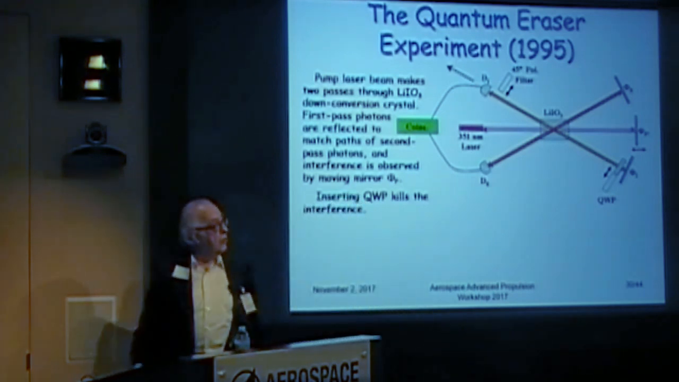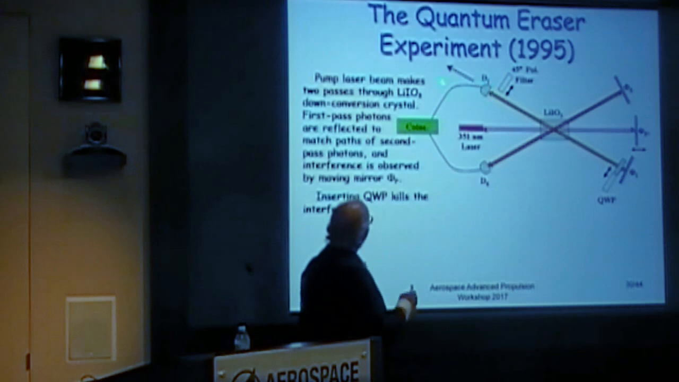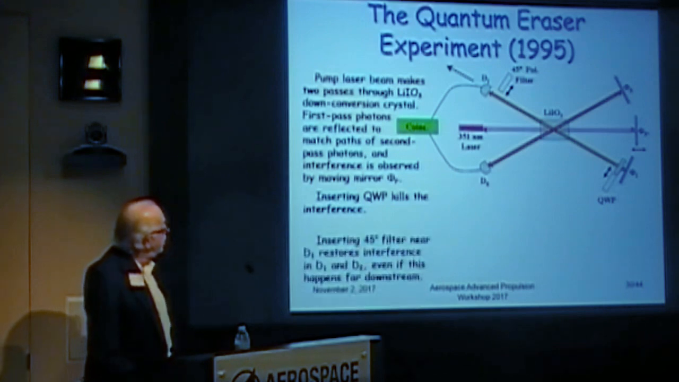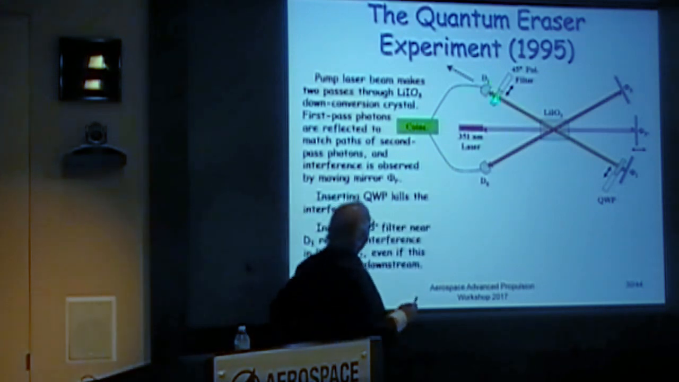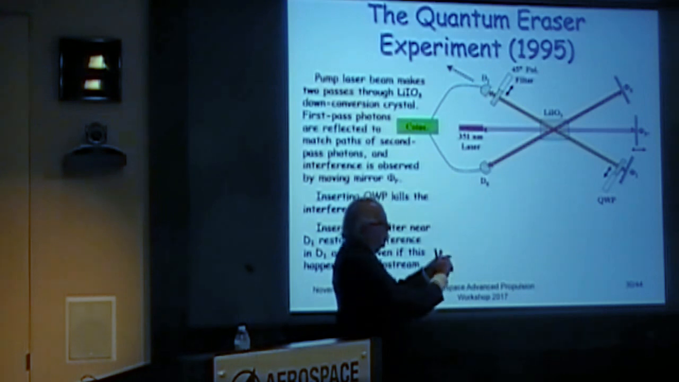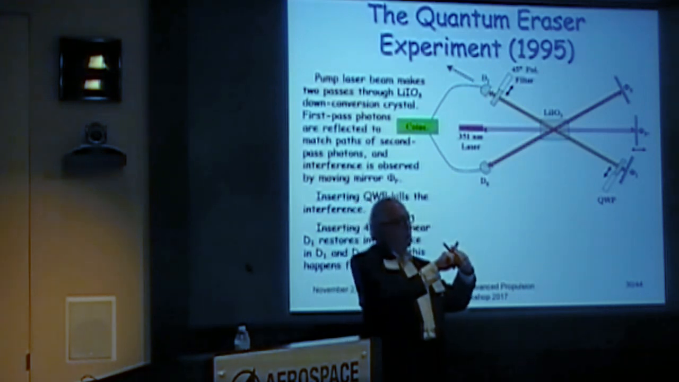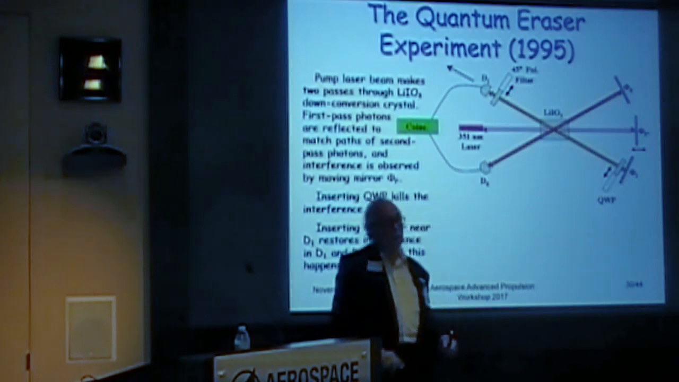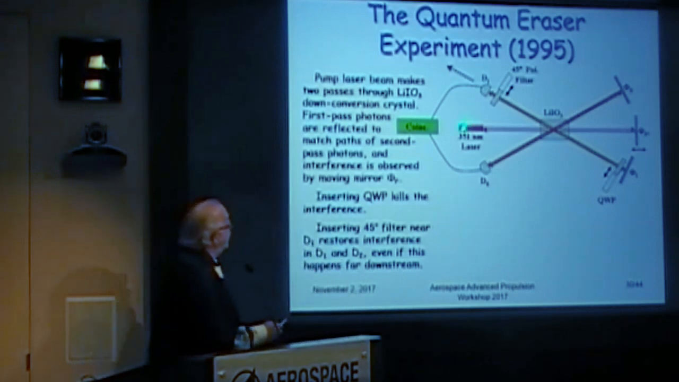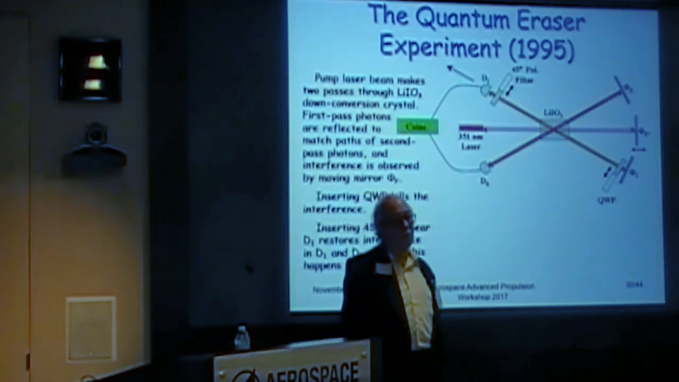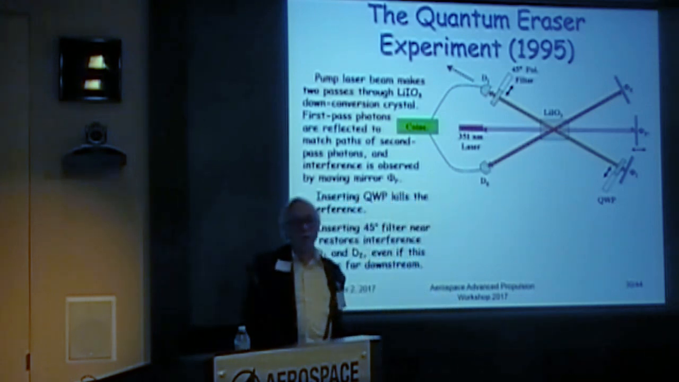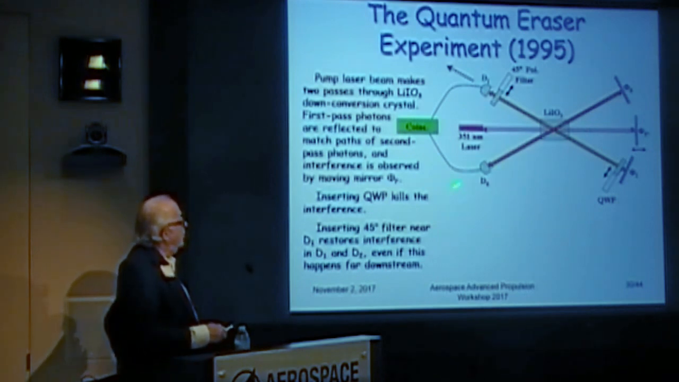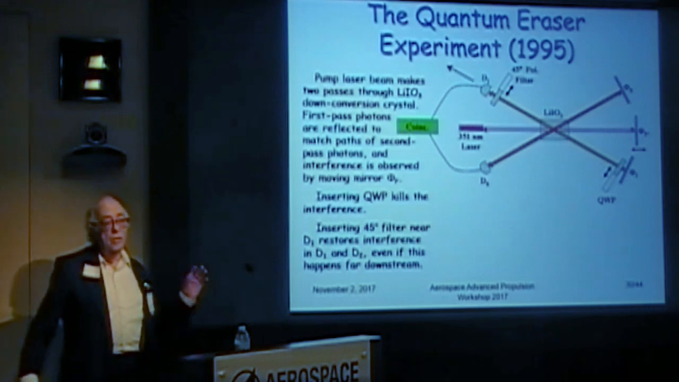And so now when you move this thing back and forth, you don't see these maxima and minima going up and down. However, down the line here, and this could be way off in the distance, we put in a 45-degree polarizing filter, and now we have these two different polarization states, one this way and one that way. The 45 filter takes this component of this one and this component of this one, and only lets those through. Now we can have interference again, and the interference comes back. And so you have erased the which-way information retroactively, after the photons have already arrived at this detector. So that's the quantum eraser experiment.